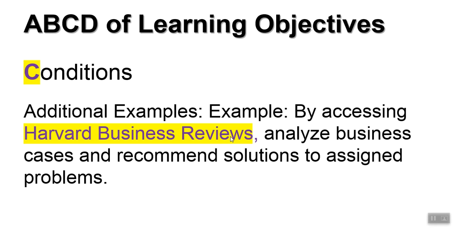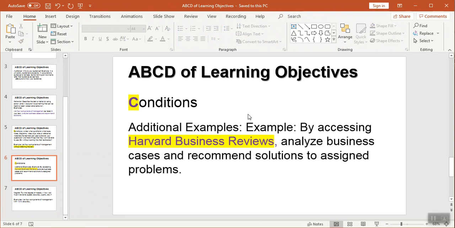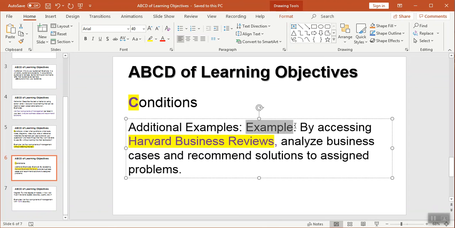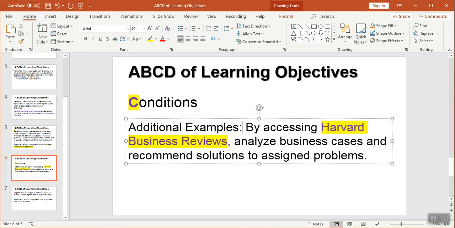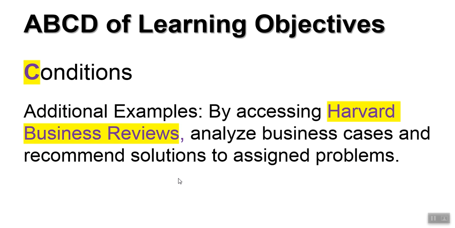Additional examples of condition. Let's take this extra example: by accessing Harvard Business Review, analyze business cases and recommend solutions to assigned problems. So what is the condition here? The condition is that by accessing the Harvard Business Review, in other words, they will have the Harvard Business Review journal in front of them, or they will look at it. There is something that you are giving them.